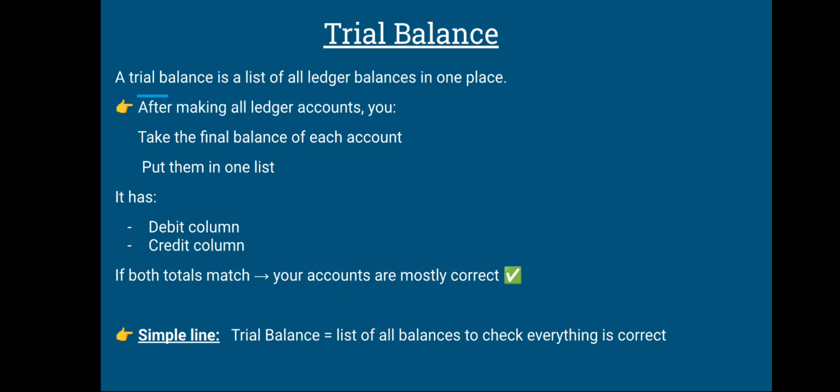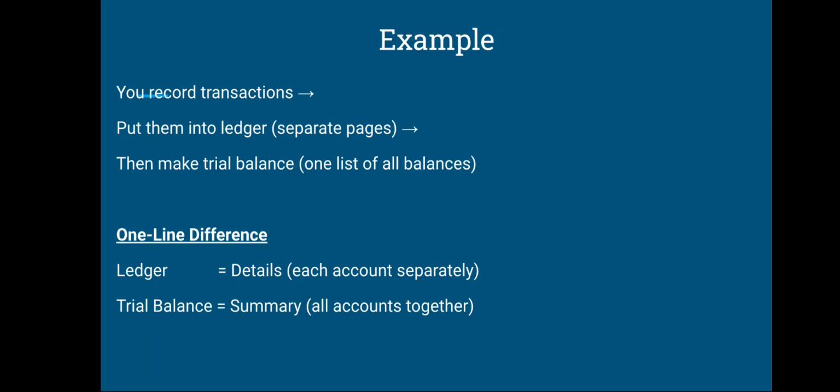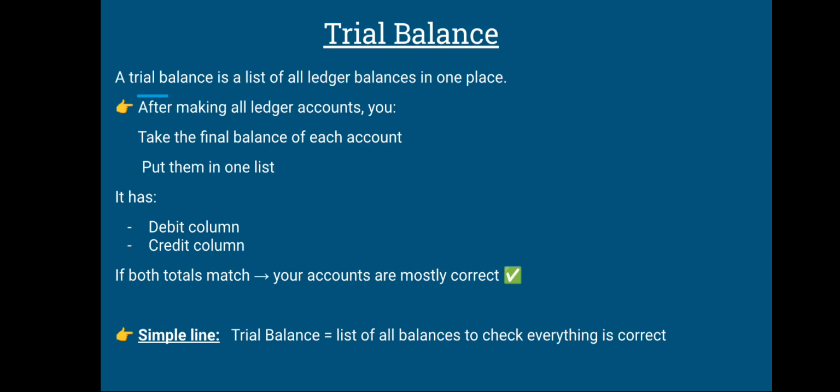And remember, at the end the trial balance should be reconciled. The debit balance should be equal to the credit balance. So in trial balance, after making all ledger accounts, we take final balances, put them into one list. That list is called trial balance. Why trial balance is important? Trial balance helps us check accounting mistakes, confirm debit equals credit, prepare final accounts like profit and loss, balance sheet. So this is the importance of trial balance.